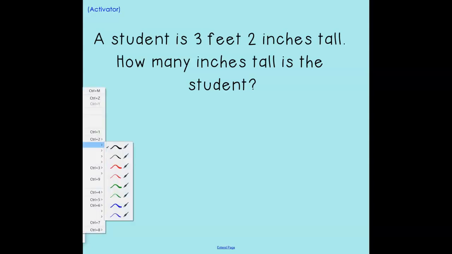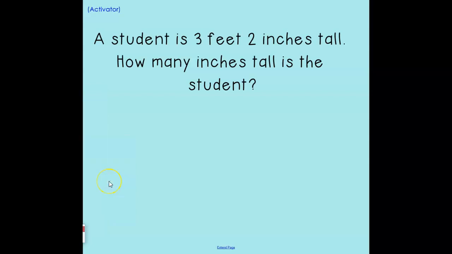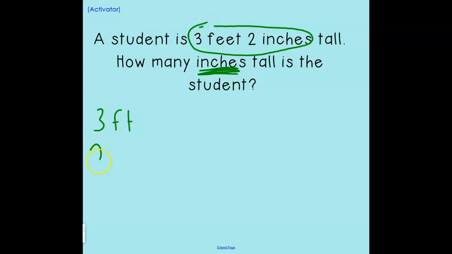Okay, so I see that we have feet and inches, and we're changing it completely to inches. So I have 3 feet, and I have 2 inches. I'm going to keep the 2 inches for after, and I'm going to change my 3 feet. I need to multiply it to change it. I'm changing feet to inches. So how many inches are in 1 foot? We know that there are 12 inches in 1 foot.